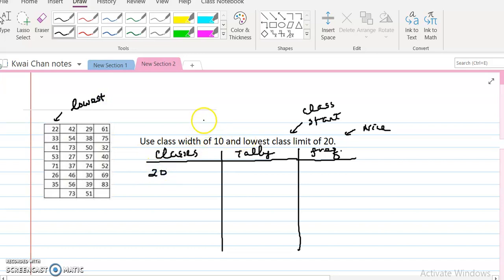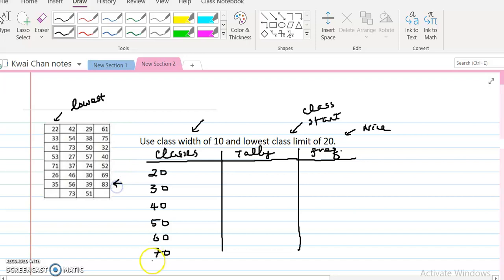And then class width. Class width is 10, which means each class differs by 10. So we build all the lower limits first: 20, 30, 40, 50, 60, 70. How far do I have to go? What is the highest number? Oh, I see it, 83. This could be the highest number.